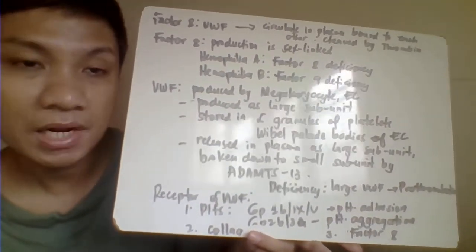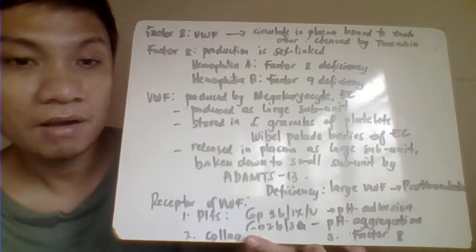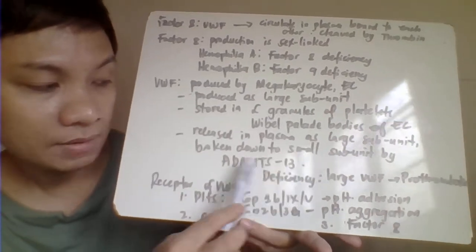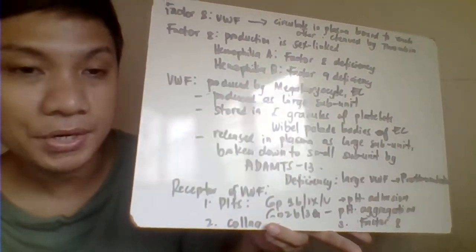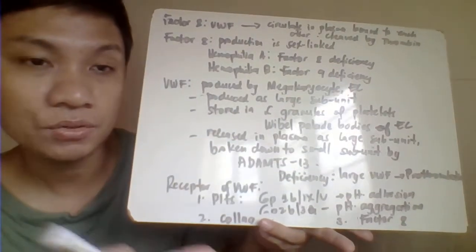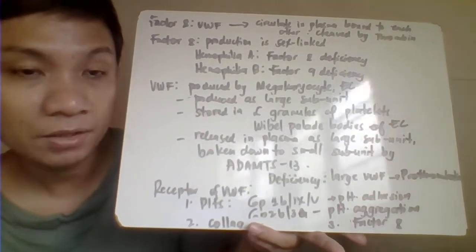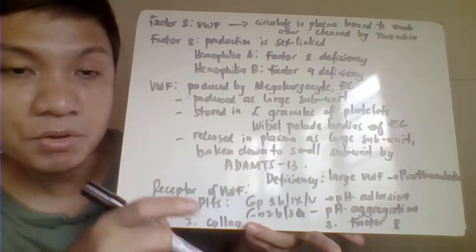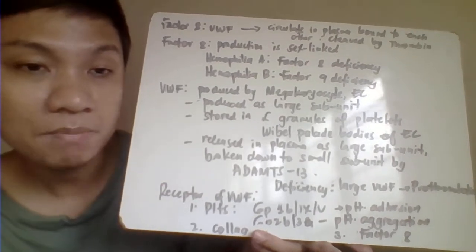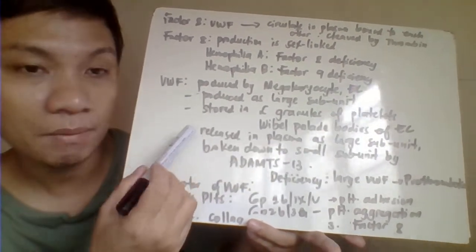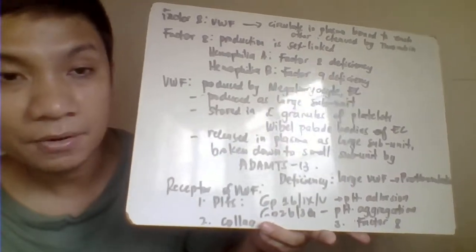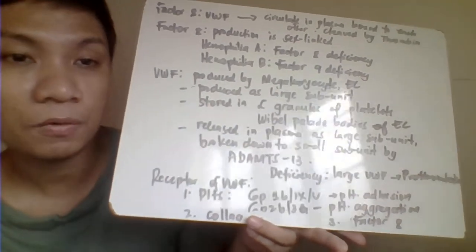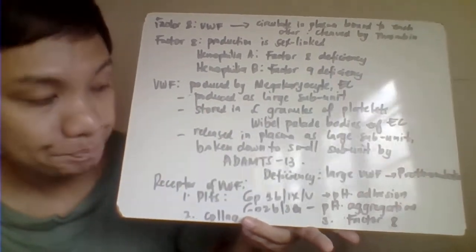Once released in our circulation, large subunit pa din ang von Willebrand factor, so you need to degrade that one. Kailangan natin ng ADAMTS13 in order to cleave the larger subunit of von Willebrand factor into smaller subunits. So pag wala ka nito, ano mangyayari? The larger subunit, hindi siya ma-convert into smaller subunit. Pag sobrang laki ng ating von Willebrand factor, magiging thrombotic tendency siya. Pag clot formation ng patient natin, the patient would be prone to stroke or other cardiovascular disorders.